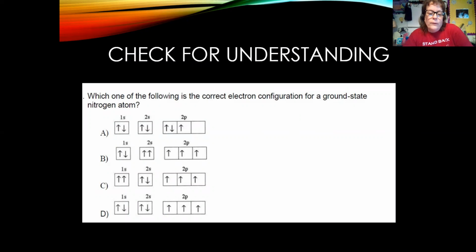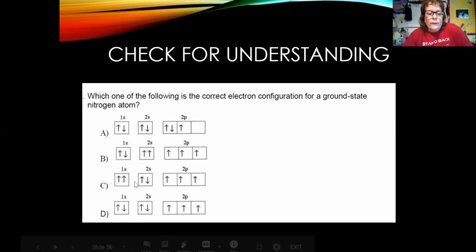Ground state just means stable. All right, so looking at these, you can eliminate some right away because look at this, we doubled up and we still have a spot. So you don't even have to know anything about nitrogen to know this one's wrong. Let's look at this one. Okay, this looks right, but now look, we've got 2 spinning in the same direction. Can't have that either. So we've got to mark that off.